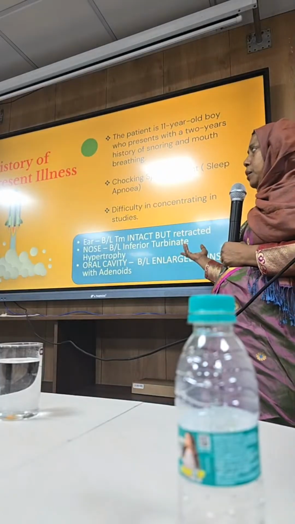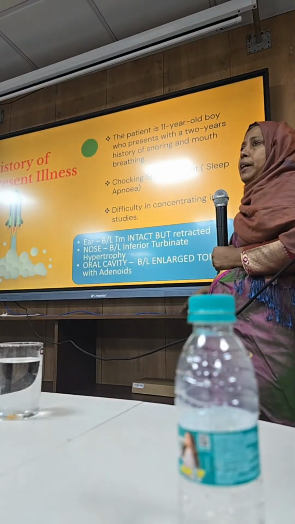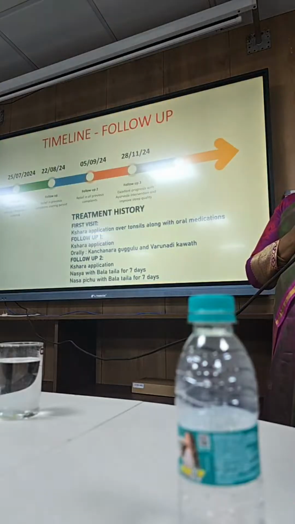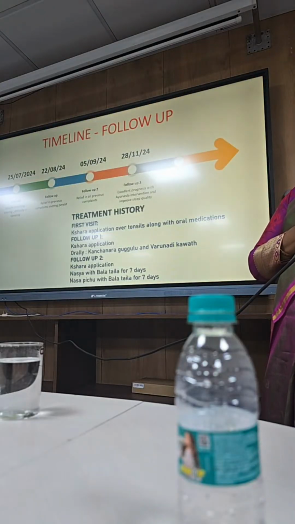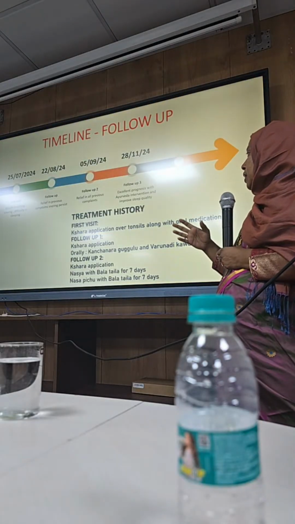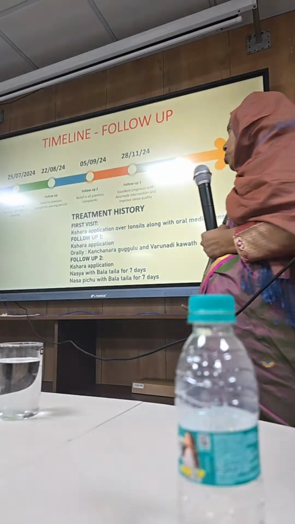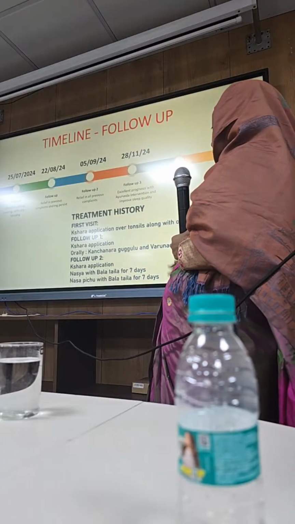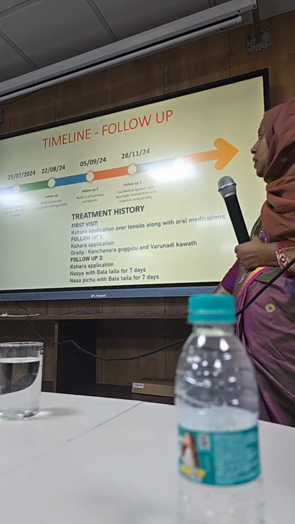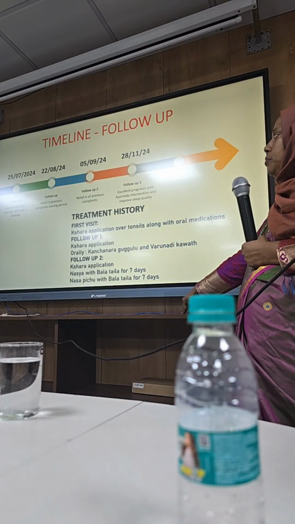When he came to me, I applied this Shara. I did 3-4 sittings, and he got very good relief. Along with that, I used Kanchanara Guggulu, then Varunadi Kwatha. Very good. First I used Apamarga Shara Taila, then afterwards I also used Bala Taila.